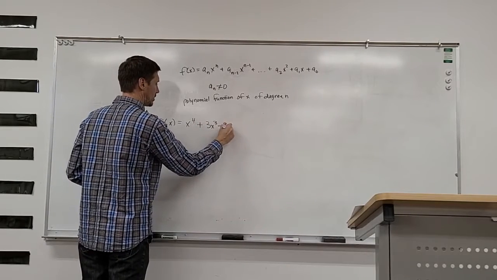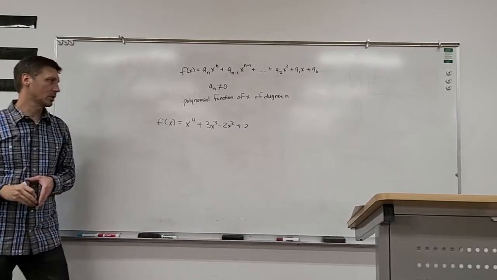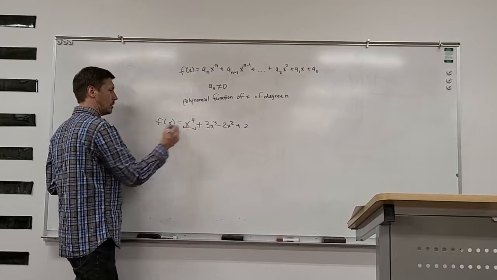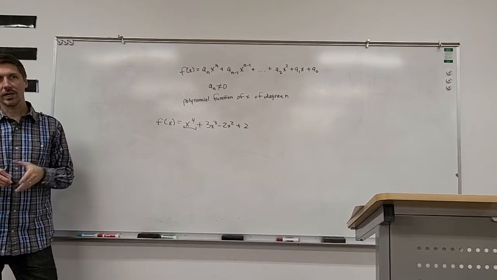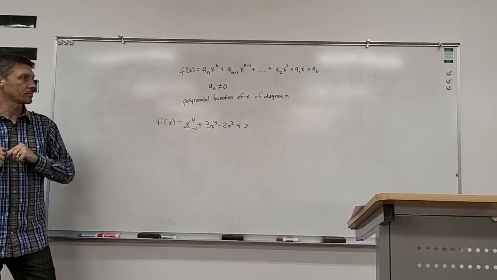3x cubed minus 2x squared. I mean, we skip the x term and we just go straight to 2, right? That's fine too. It's just that whatever the biggest power of x is in that function, that determines the degree of the polynomial function, okay?